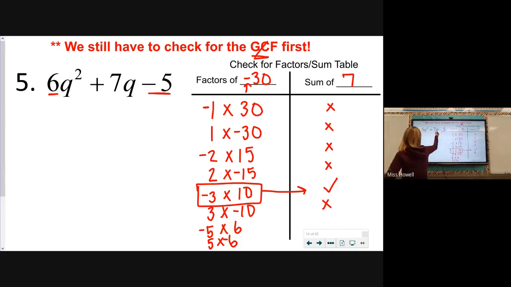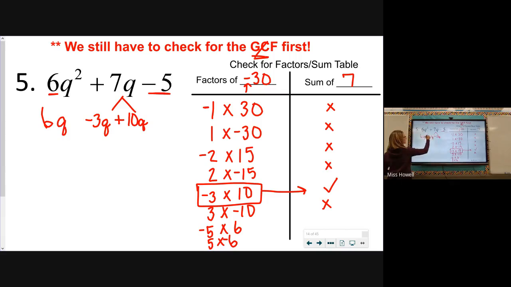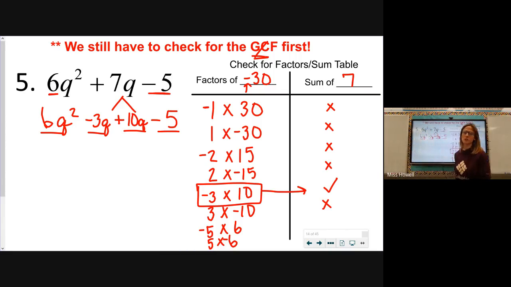So we're taking this 7q, and instead of 7q, we're going to write it as negative 3, still with a q, and 10, still with a q. And that's how we get to 4 terms. We're taking 1 term and breaking it up into 2 pieces. We still have this 6q squared, and we still have this minus 5. And now we would be ready to go to our chart. Box 1, box 2, box 3, box 4 for our chart method to help us do our factoring.